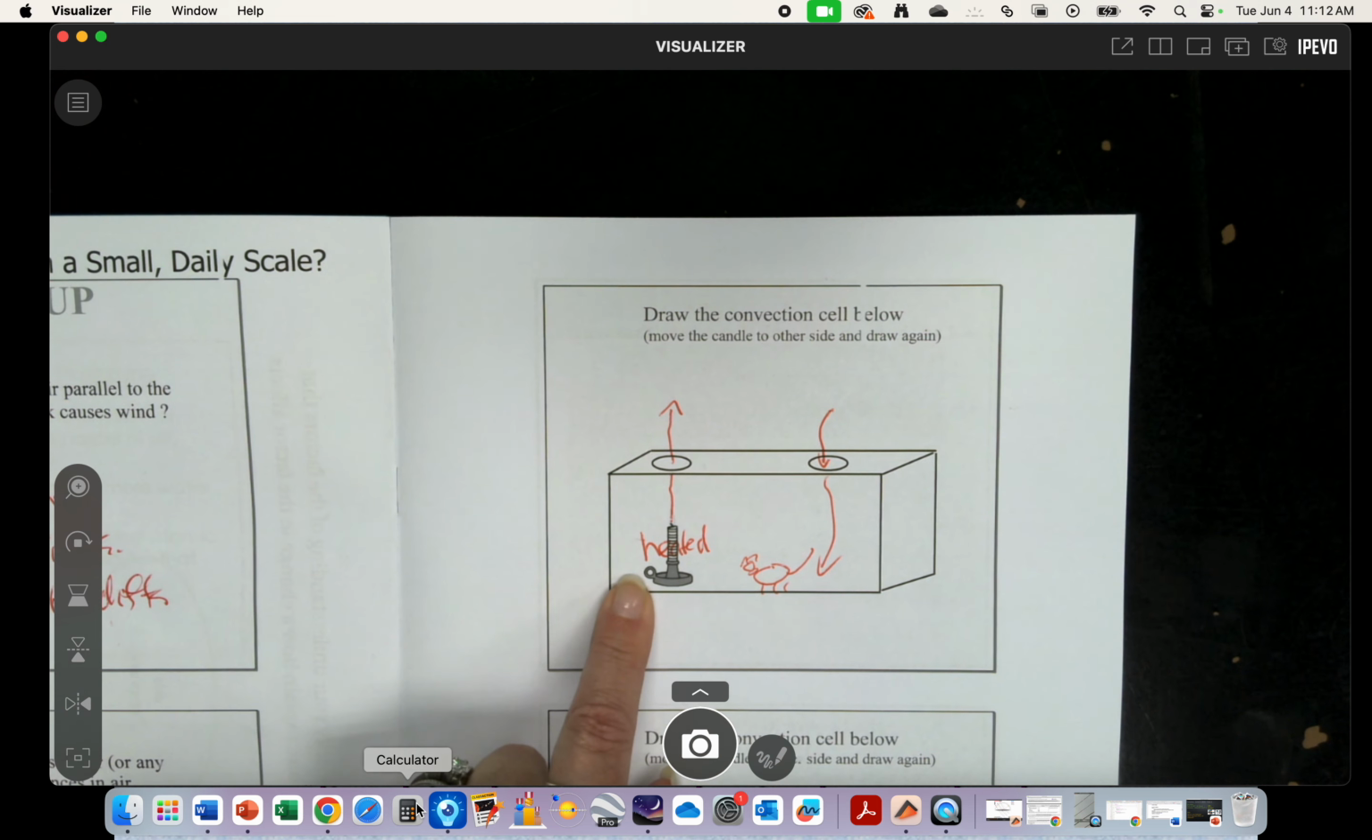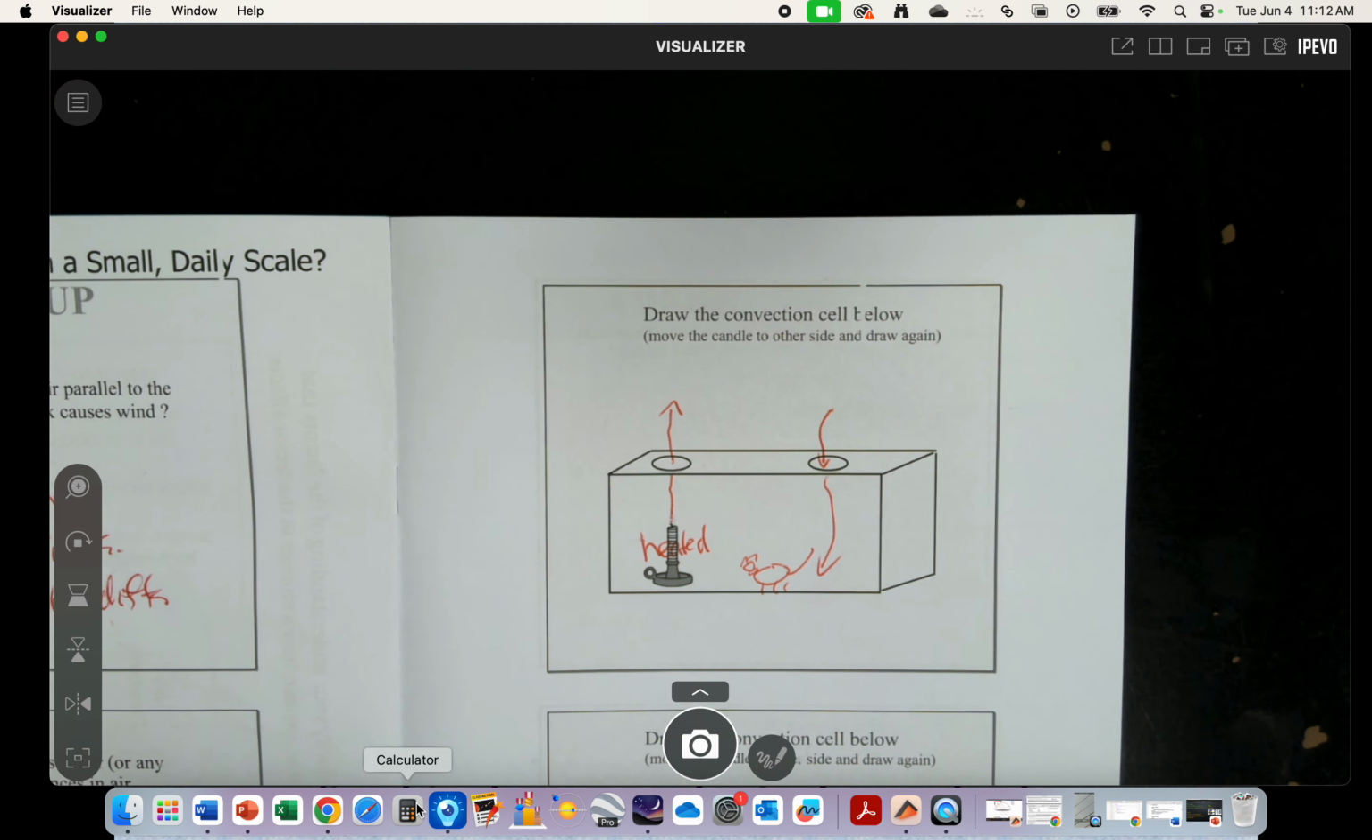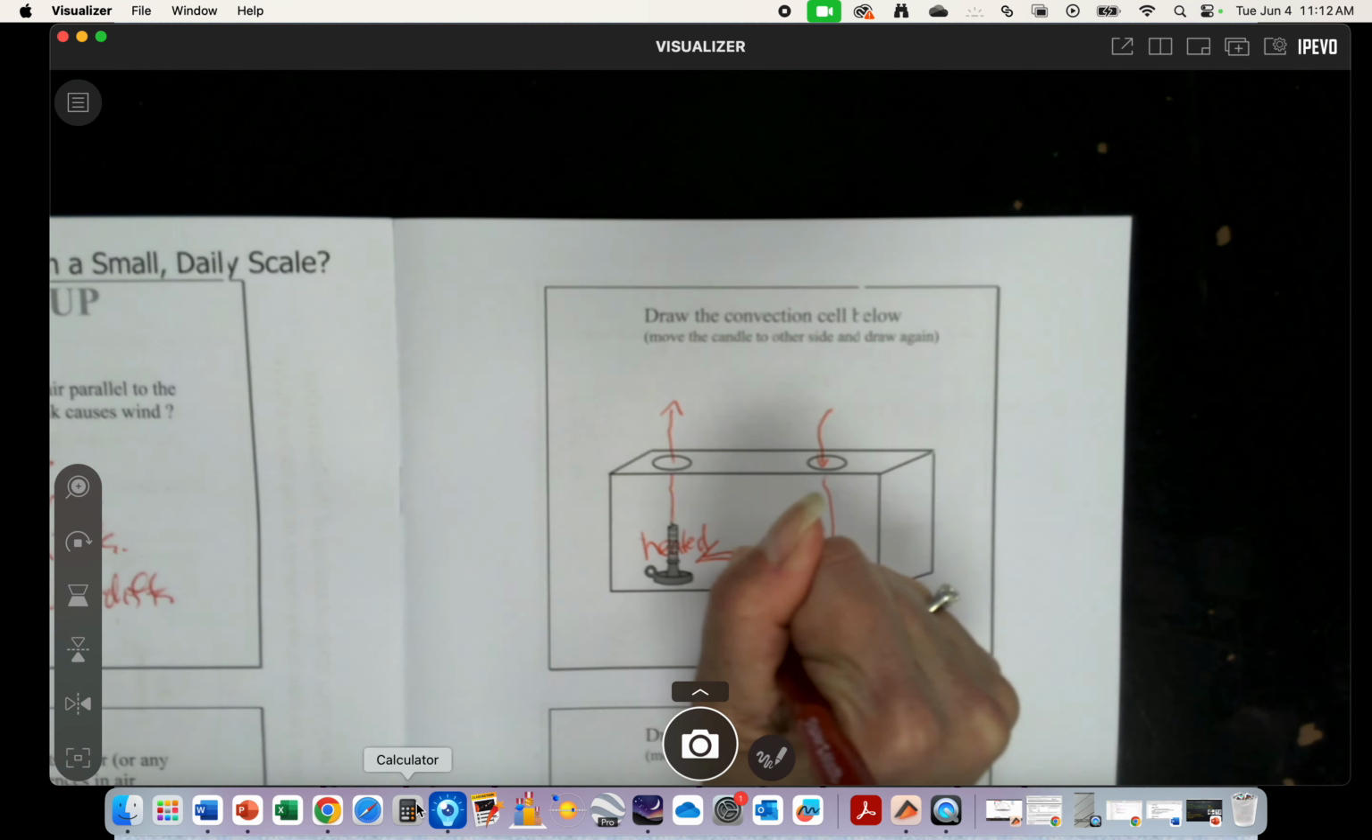And then what's going to happen? How is it going to move? How is the air going to move in the box? To the right or to the left? To the left. You got it.